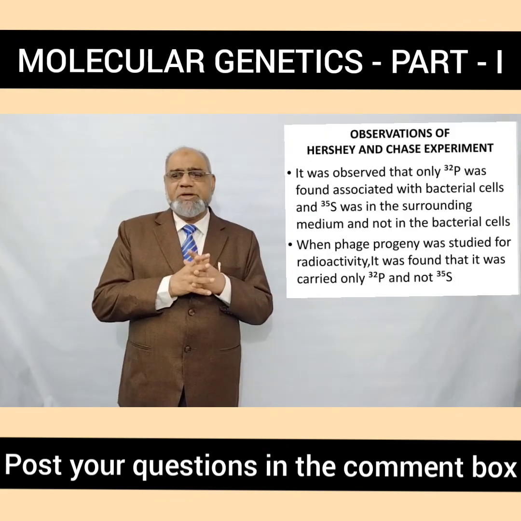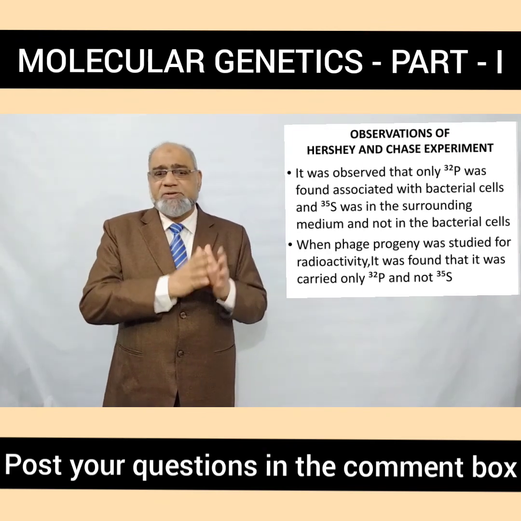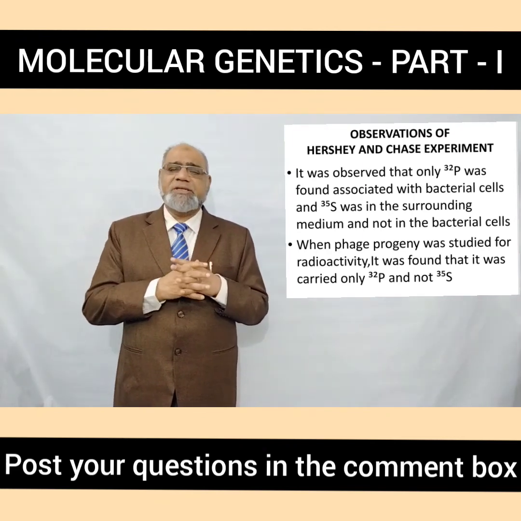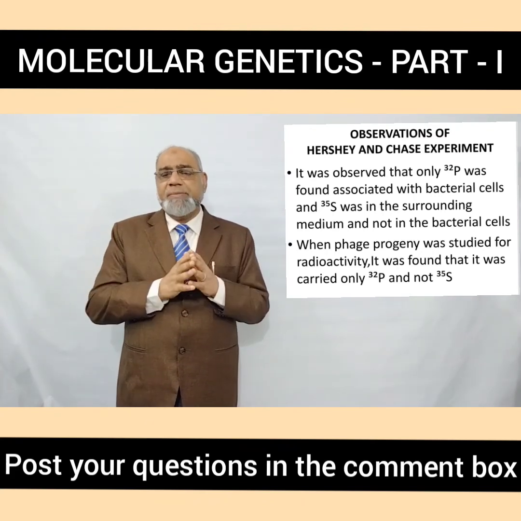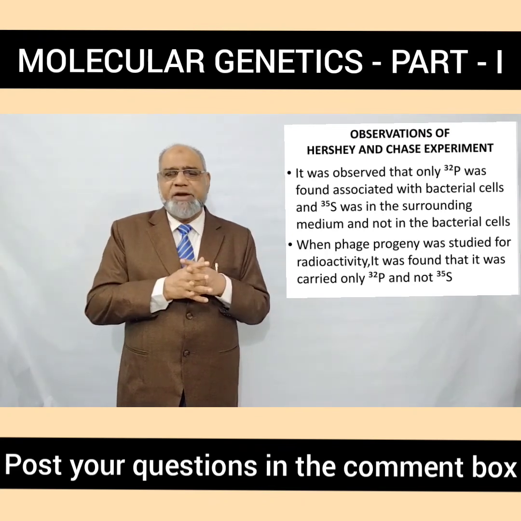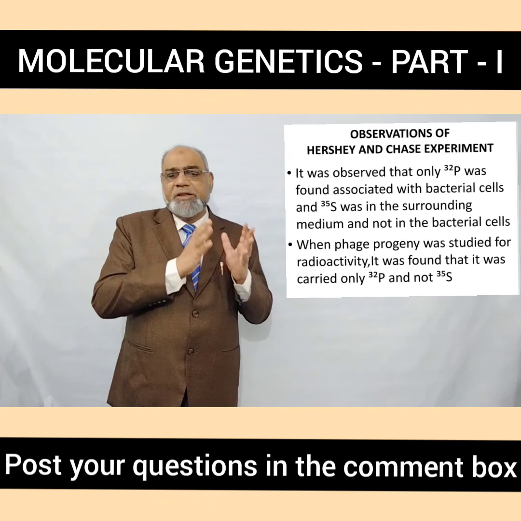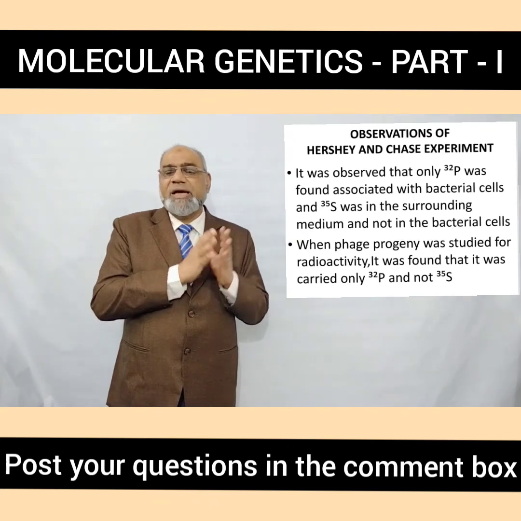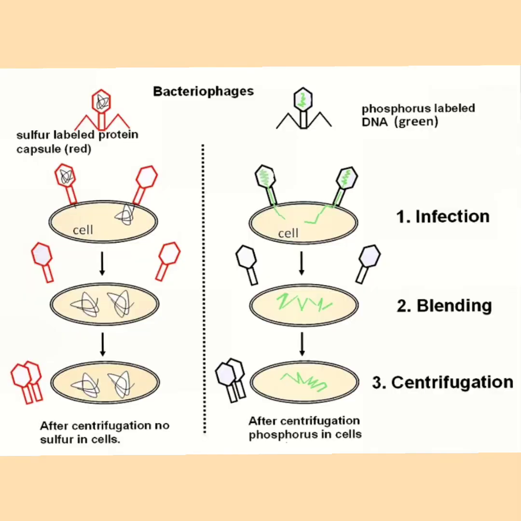According to their observations, only P32 was found associated with the bacterial cells, and S35 was found in the surrounding medium and not in the bacterial cells. When phage progeny was studied for radioactivity, it was found that P32 was carried inside the cell and not S35. Here you can see the entire procedure of the experiment.